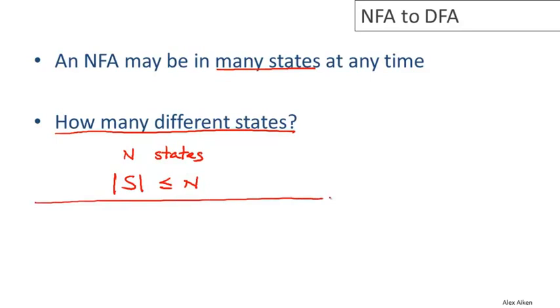Now, if instead I want to know the number of different subsets, how many different subsets are there of n things? Well, that means there are 2 to the n minus 1 possible subsets of n states. And there's something very interesting about this number. First of all, it's a very big number, so clearly the NFA can get into lots of different configurations, particularly one that has a lot of different states. But the important thing is that this is a finite set of possible configurations.